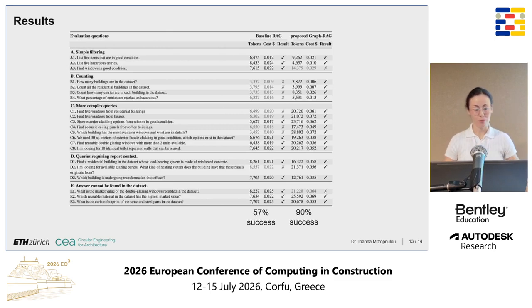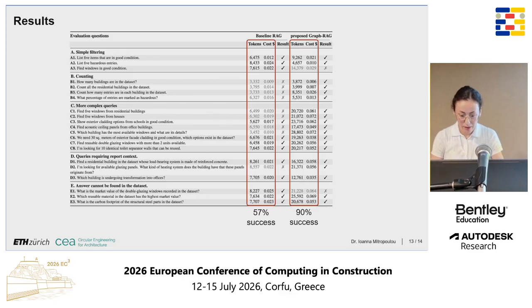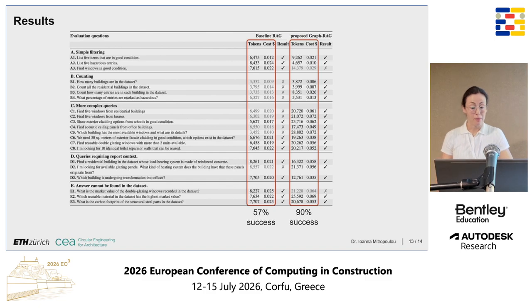And we ran this both for the baseline and for the proposed graph RAG. And we saw, of course, that the graph RAG performs better, especially for multi-stage queries that require counting and or linking different types of information. However, this comes at a significantly higher cost. So I don't know if it's big enough for you to see, but the tokens that are needed for the graph RAG can reach up to 3.5 times more than the baseline RAG.